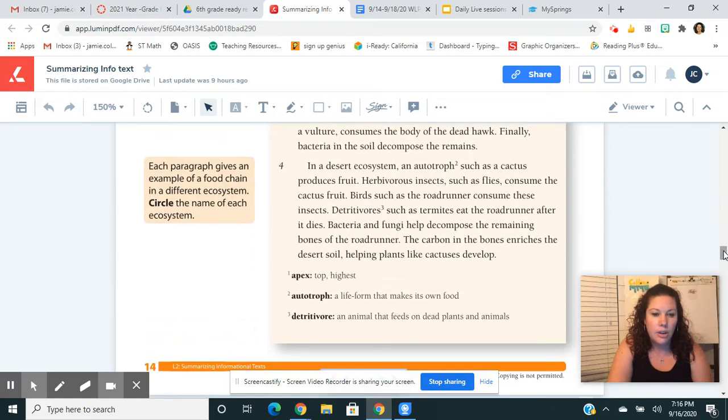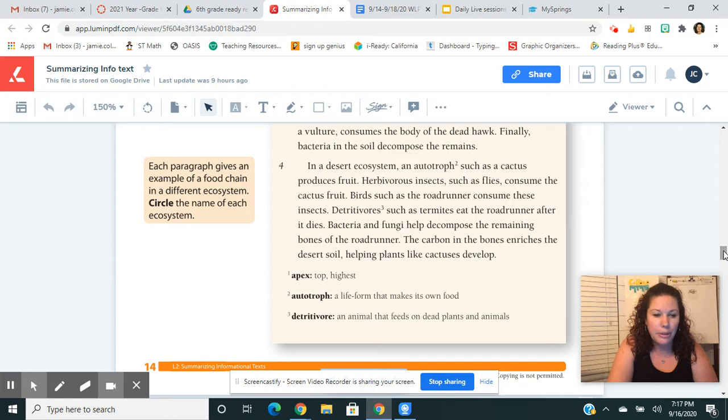In a desert ecosystem, an autotroph, such as a cactus, produces fruit. Herbivorous insects, such as flies, consume the cactus fruit. Birds, such as the roadrunner, consume these insects. Detritivores, such as termites, eat the roadrunner after it dies. Bacteria and fungi help decompose the remaining bones of the roadrunner. The carbon of the bones enriches the desert soil, helping plants like cactuses develop.